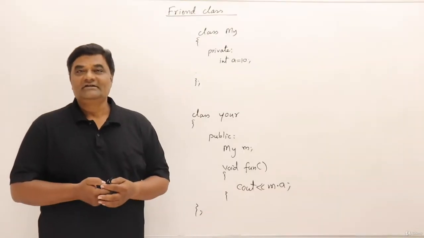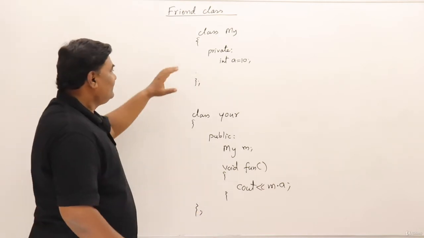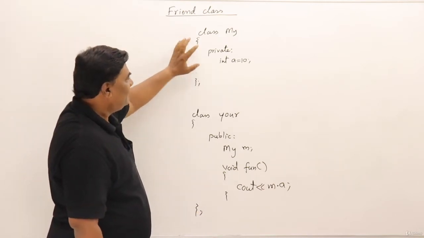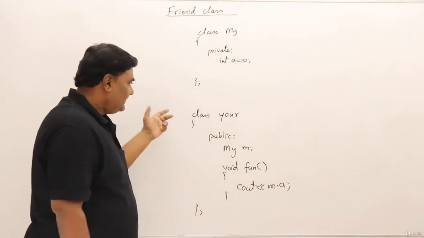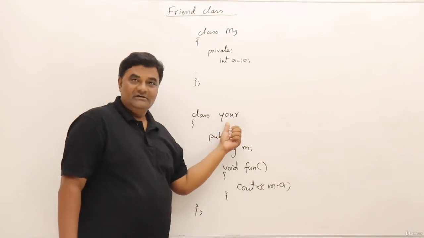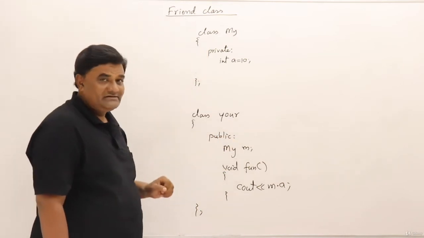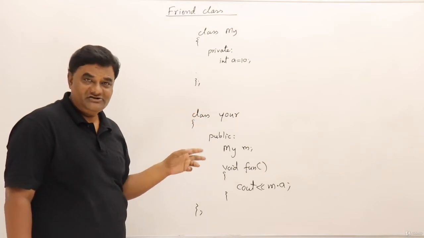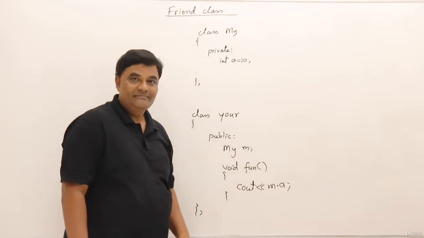Let us look at friend classes. For that I have an example here. There is a class called my and it's having only one private member, that is a. Then I have a class called your, which is taking an object of this class. This is a has-a relationship. It's having an object of that class, m.